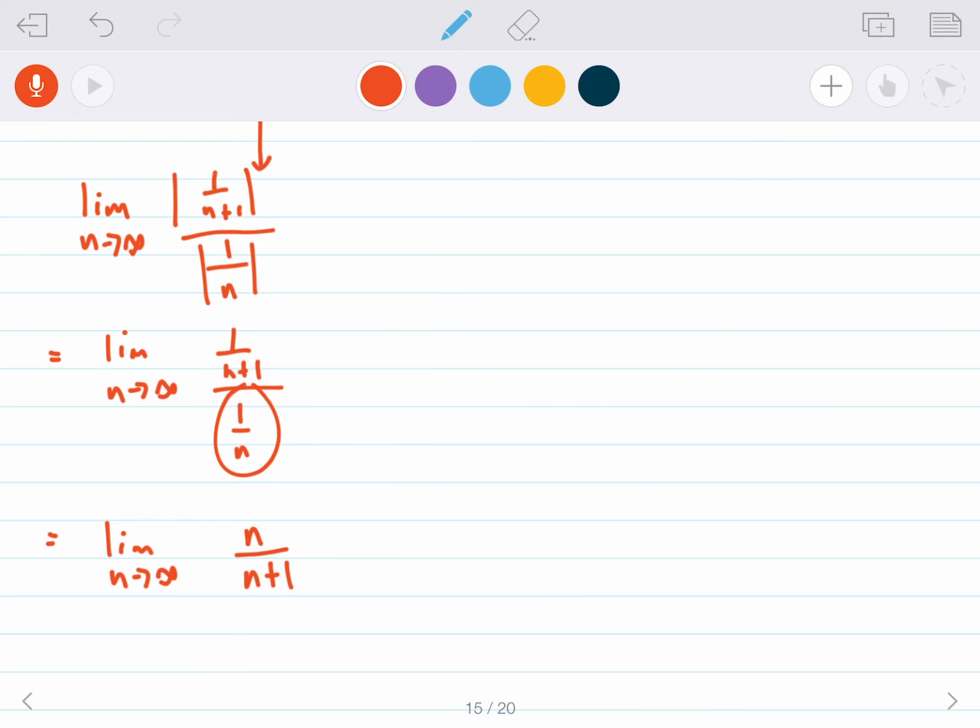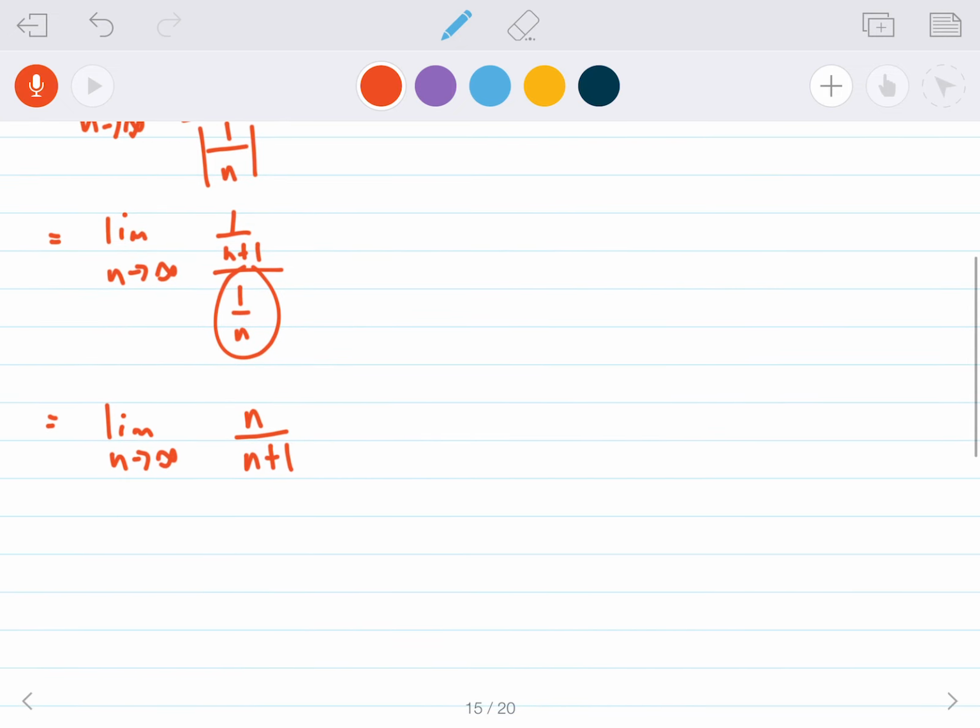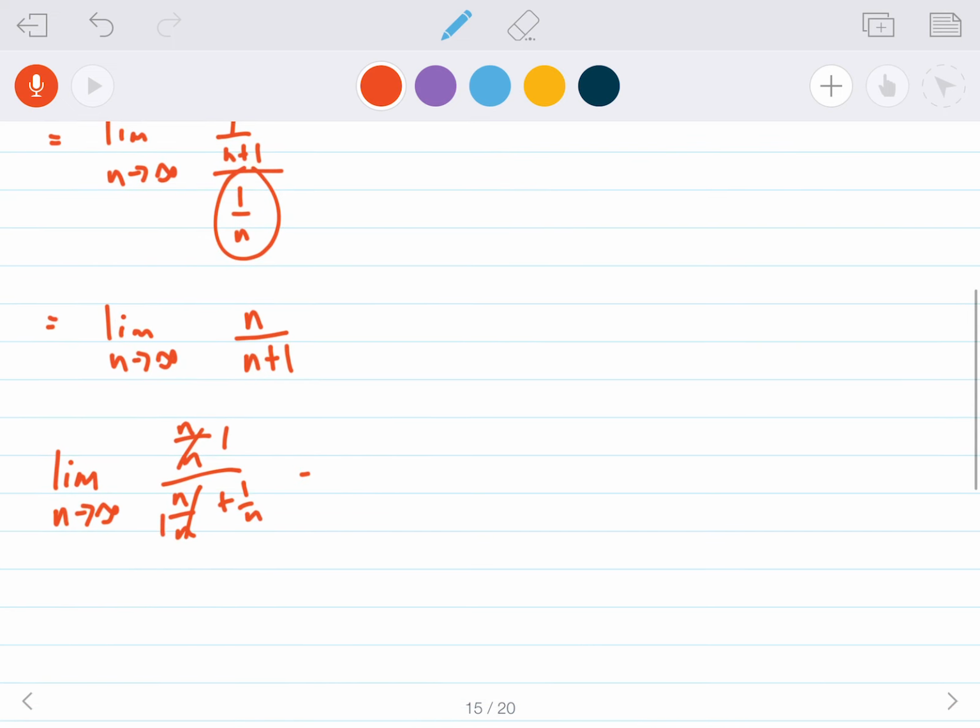So what is this telling me? Well, what I can do is my trick. I can divide top and bottom by the highest power, or I can use L'Hopital's rule, two options here. I'm going to divide top and bottom by the highest power, which is n to the first. So I have n over n on top over n over n on bottom plus 1 over n. This goes to 1. This is 1. When we plug in infinity here, we have 1 over 1 plus 1 over infinity, which goes to 0. And so our limit here is 1.